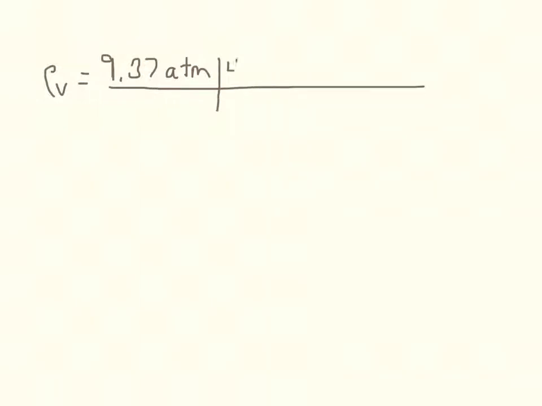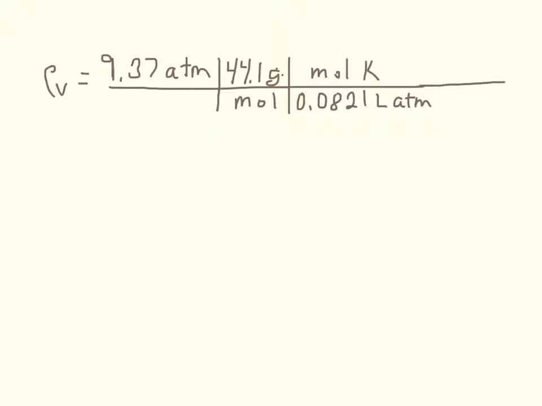The density of the vapor is equal to pressure, which is 9.37 atmospheres, times the molecular weight, 44.1 grams per mole, divided by R, 0.0821 liter atmospheres per mole degree Kelvin, and then divided by the temperature, which is about 298 Kelvin.